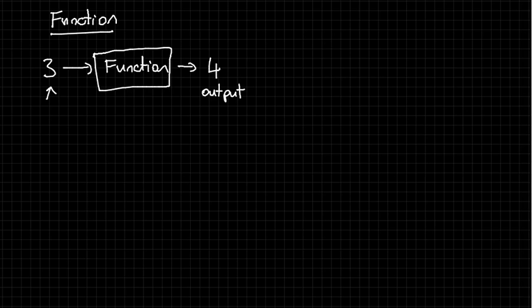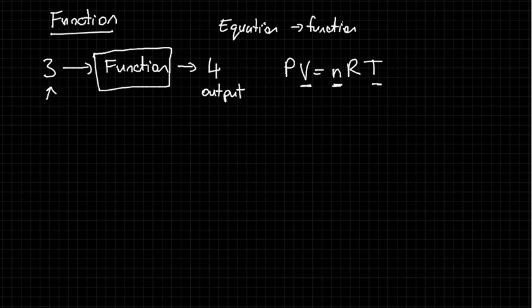So let's think of an example. Let's look at an equation which we're going to then turn into a function. So the equation is the ideal gas law that states that the pressure times the volume is equal to the number of moles times the gas constant times the temperature. So what we want to do is rearrange it so that we have pressure as a function of the other variables. So we note that V is a variable, N is a variable, T is a variable, and this is a constant. And so that's an important thing to note.